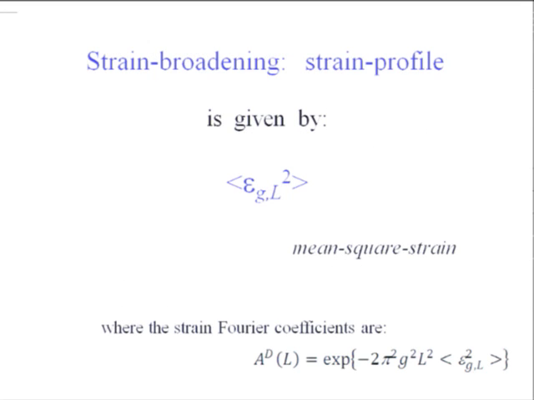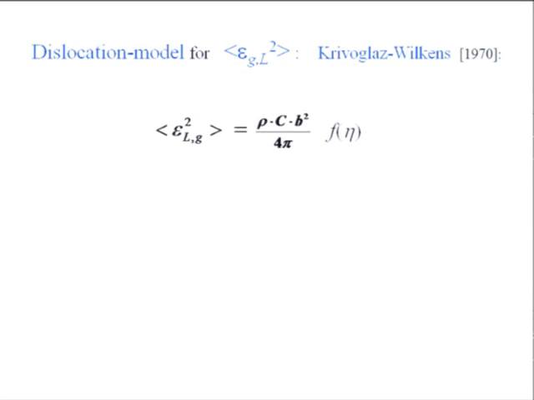Strain, let me just come to strain broadening very briefly. It is concentrated in the parameter, the mean square strain. This has been derived in the book by the works of Warren, or even before by Wilson. Many people have been contributing a lot to that. The essence of strain broadening of a diffraction profile is given in this formula, which is the strain Fourier coefficient, which contains the mean square strain. And now the question is how we model the mean square strain.